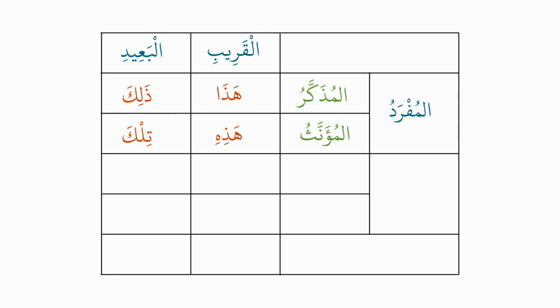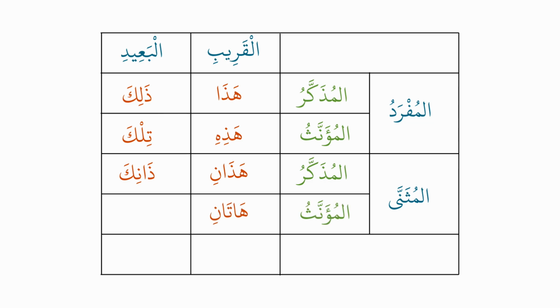Next, we have the demonstrative pronouns for al-muthanna, meaning the dual. For mudhakkar, we have هذان for near objects and ذانك for distant objects. And for muannath, we have هاتان for near objects and تانك for distant objects.